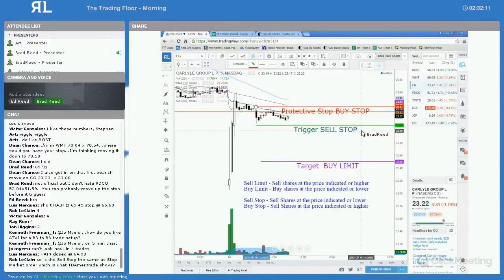Questions, thoughts, opposing views? Rob says, so is the sell stop the same as stop market order, which is what TD Ameritrade shows? I'm going to say yes. I'm not sure, Rob. The best thing to do would be to call your broker. That's why you have a broker, so that you can call them. But yes, that would be my guess. If they say stop market, it is most likely a sell stop or a buy stop.